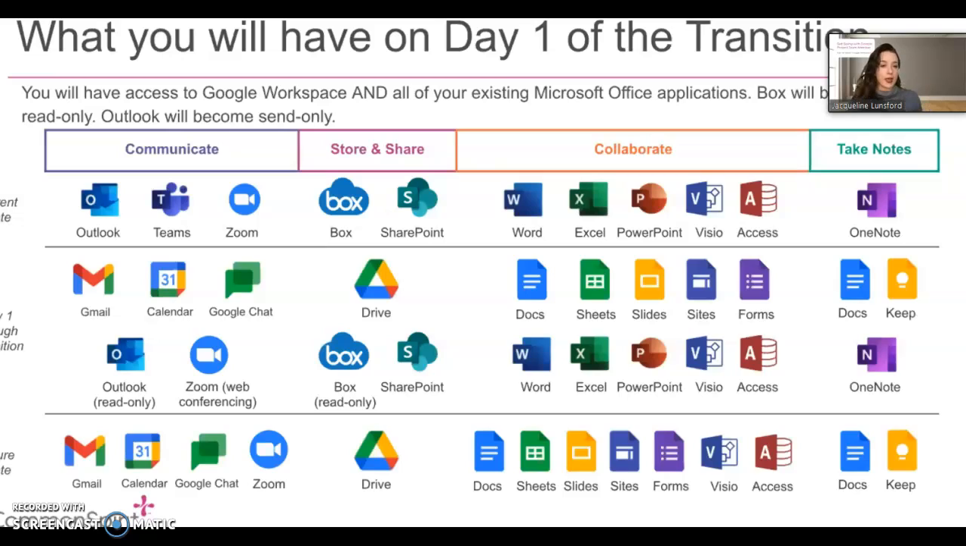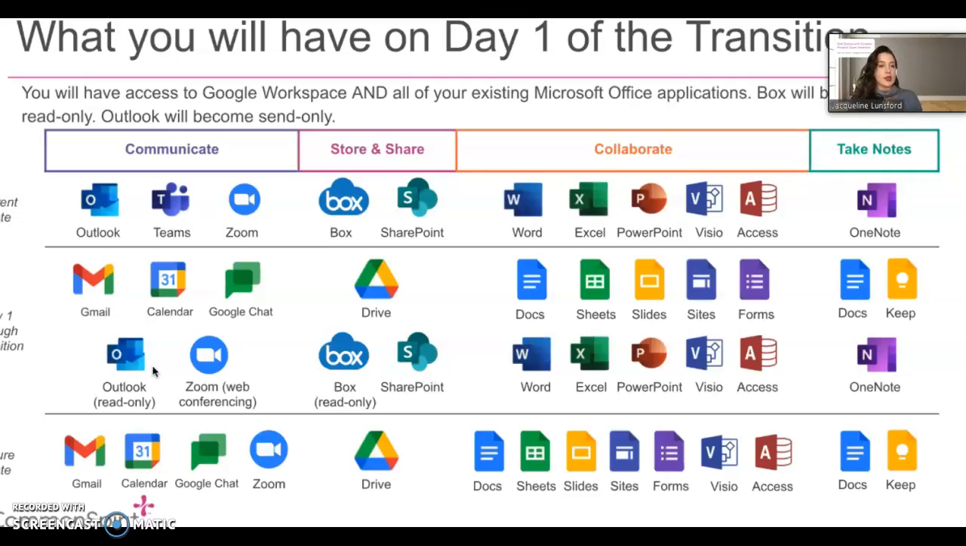So this middle band, this day 1 during transition band, that is where you can find all of the different applications that you have access to until the Off of Office program kicks in and takes away Microsoft Office. So that means you're going to have access to all of your Microsoft tools on day 1 of the transition and for at least a few months after that.